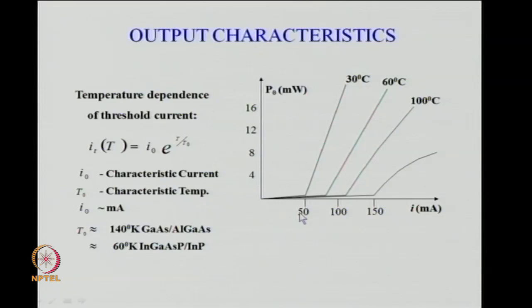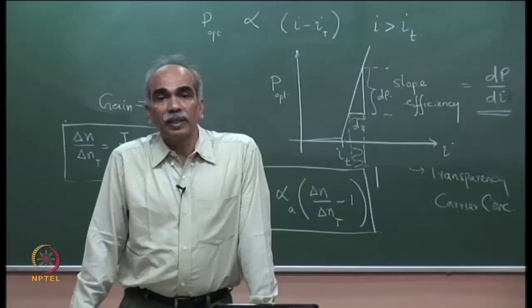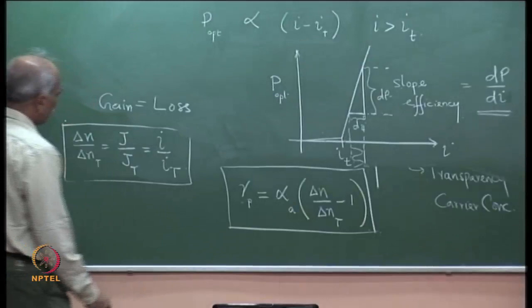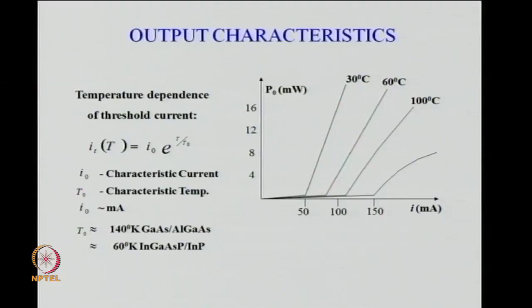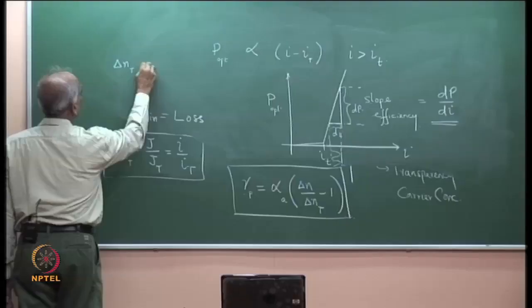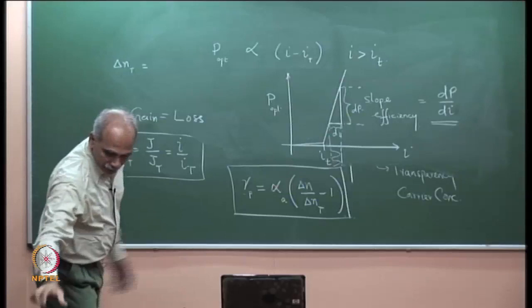Why is it shifting? Good question. Find out the answer. Why do you think that it shifts with temperature? The primary reason, of course, is that with temperature, tau, the recombination time, drops rapidly. And tau drops rapidly means, you see there is tau somewhere. Where is tau? In the expression for J_T, the transparency current density drops down rapidly.